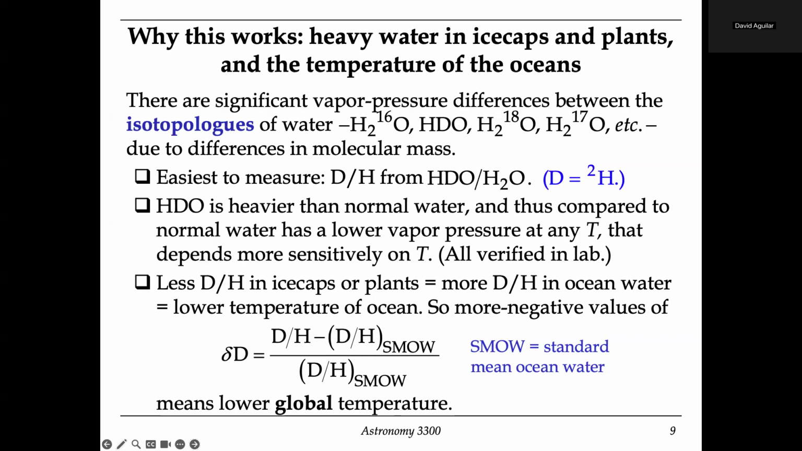Okay. So vapor pressure talks about the ability for something to be in the vapor phase as opposed to either a liquid or a solid, right? And there are differences in the isotopologs of water. So what I mean by that is, let's just imagine the simplest scenario.